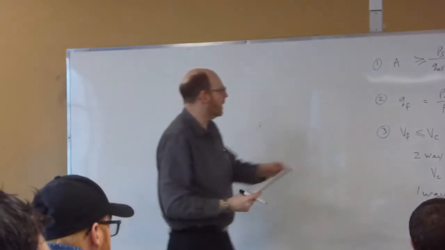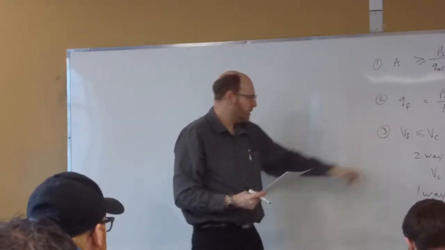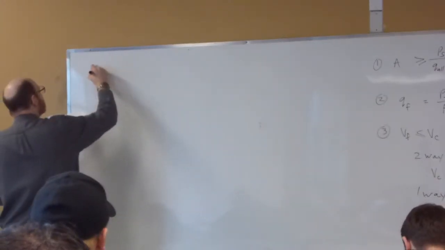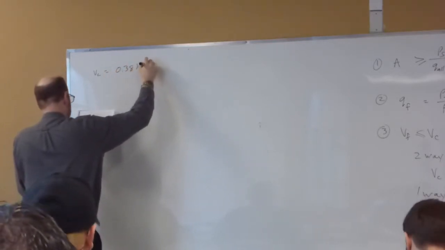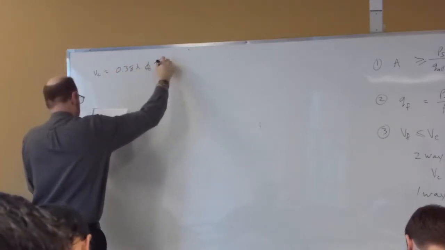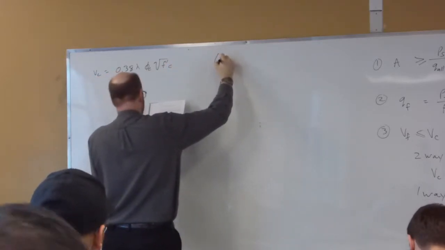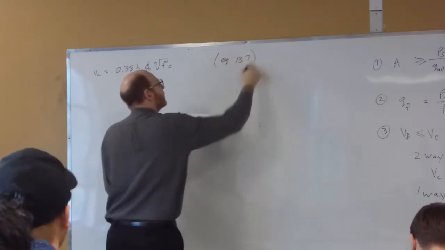Okay, so next, we calculated our area and came up with our qf, so now we're going to do our shear check. So we're going to start with our two-way shear. I'm going to start with vc equals 0.38 lambda phi c square root of f'c, and this is equation 13.7 in the code.